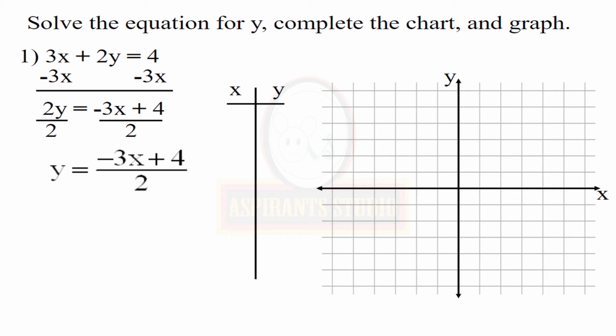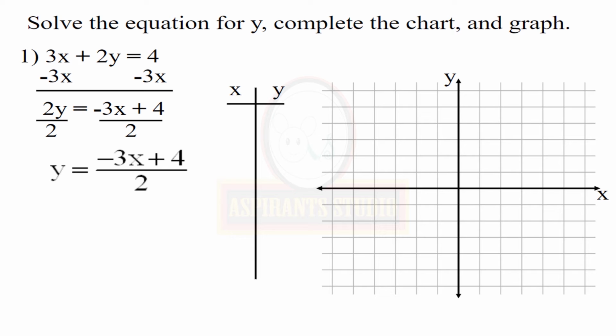3x plus 2y is equal to 4. For this equation, you solve and find out what is y. Many methods are there. First, keep 2y on one side and take 3x to the other side. It will be plus 4 minus 3x on the other side of the equal to sign. So 2y is equal to minus 3x plus 4.